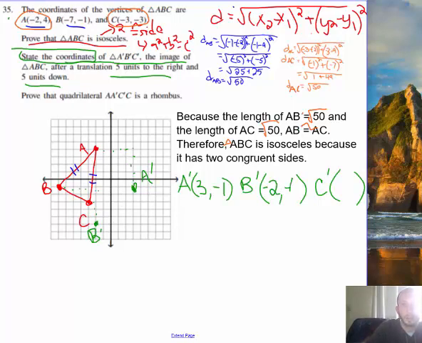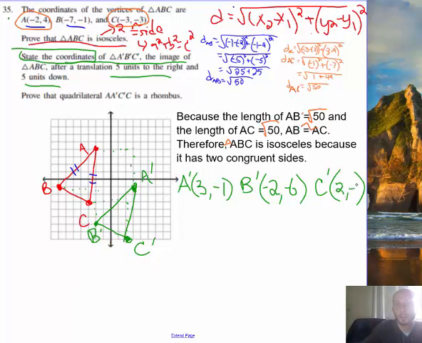And I'm going to check all these to make sure that I'm right. And C prime, 1, 2, 3, 4, 5 to the right. 1, 2, 3, 4, 5 down. That's my C prime. Didn't say that we had to graph it, but it seems like a good idea to me. C prime is 2, -8.